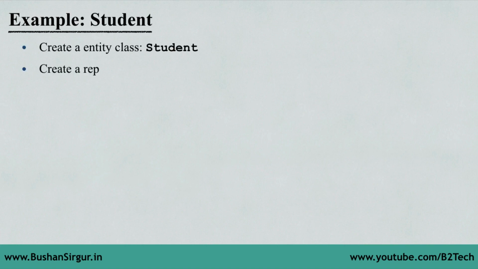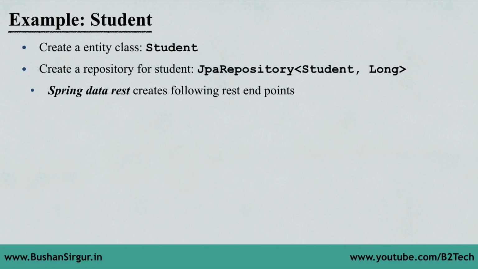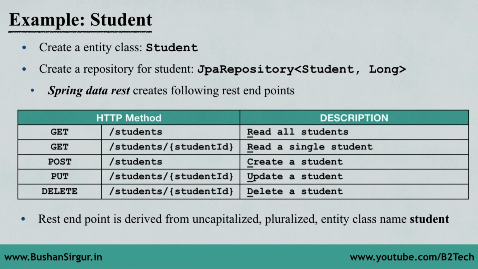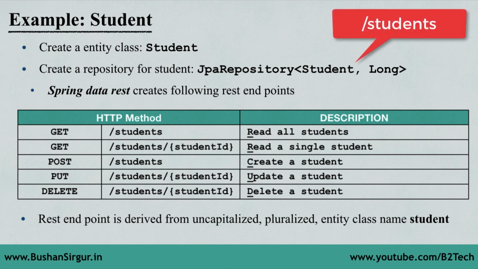So here is an example for the student. We create a Student entity class, and we create a student repository, and we're going to pass the Student entity class and the primary key type. So Spring Data REST will scan the JPA repository, and based on the entity name, it creates the following REST endpoints. The REST endpoint is derived from the entity class name. It just pluralizes the entity class name and uncapitalizes the first character.